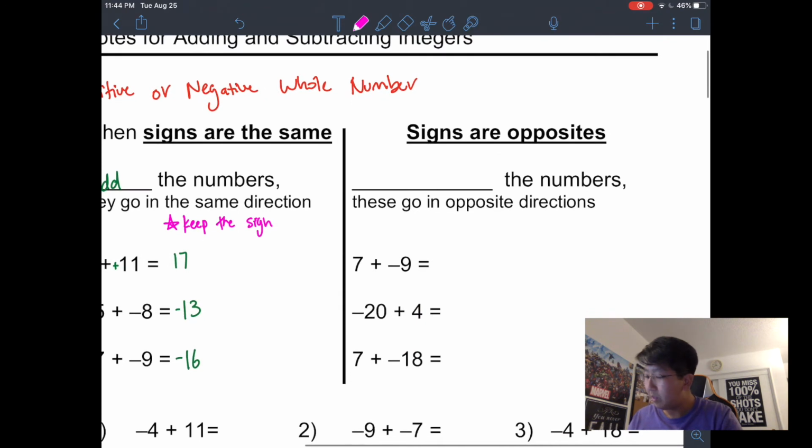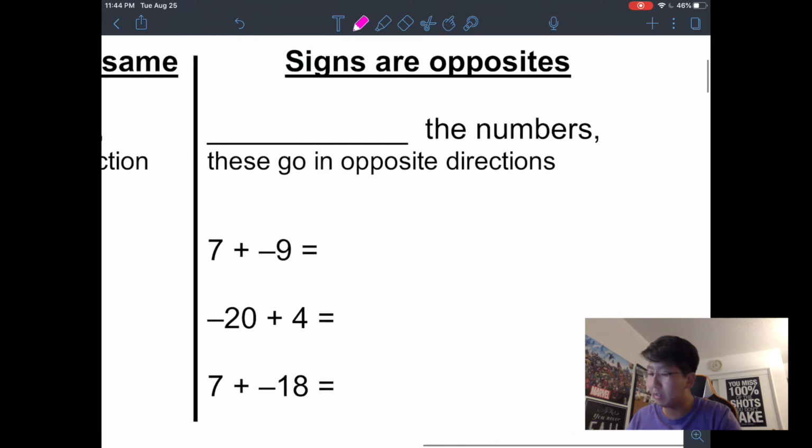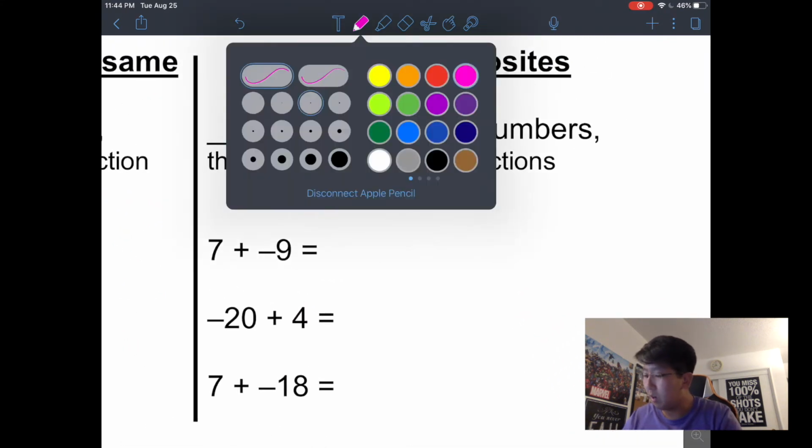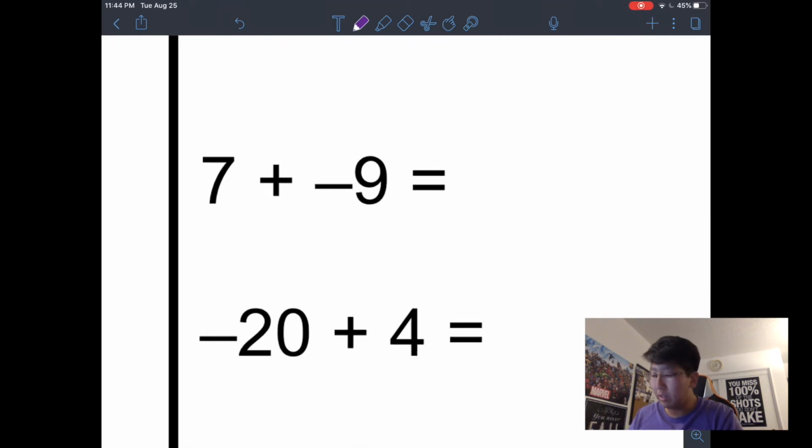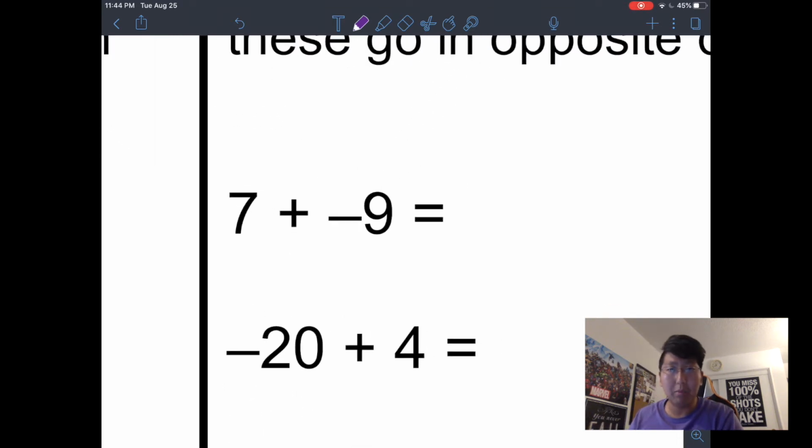Sweet. What do we do when the signs are opposite? So when the signs are opposite, I'm going to use purple. We're going to subtract the numbers because they're going in opposite directions. So right here, we're going to take -9 and 7. Notice that the signs are opposite. We have -9 and +7. So when we have opposite signs, we're going to go ahead and subtract.